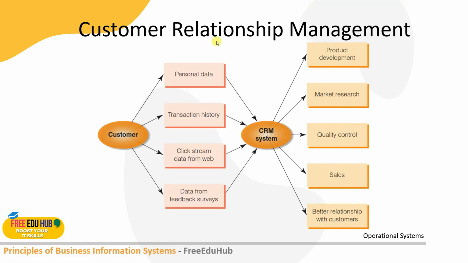There is a customer, for example, and they'll maintain their personal data, transaction history, click stream data, data from the feedback, etc. It would go to customer relationship management, where it would plan for the product development, marketing research, quality control, and getting the feedback that if a product is faulty or people are having certain issues with it, it would send it to the production house to make the necessary changes.